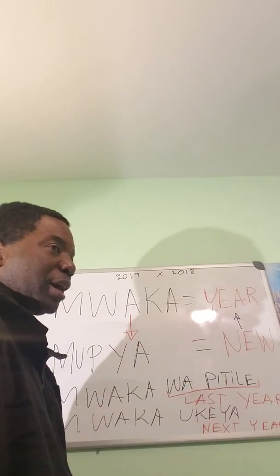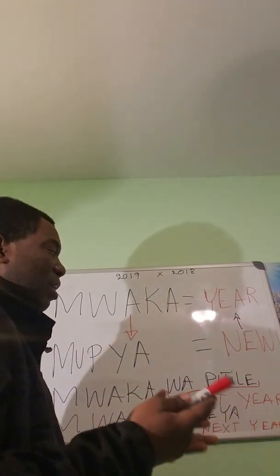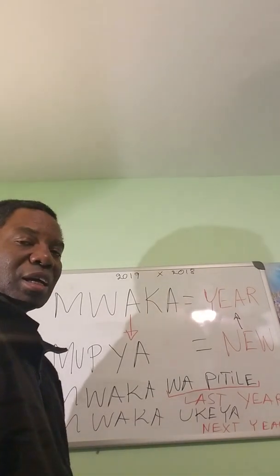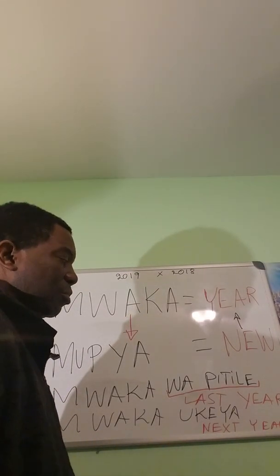Mwaka Mupya. So Mwaka Wapitile means last year. And then Mwaka Ukeya means next year.